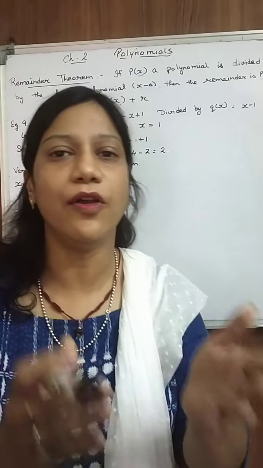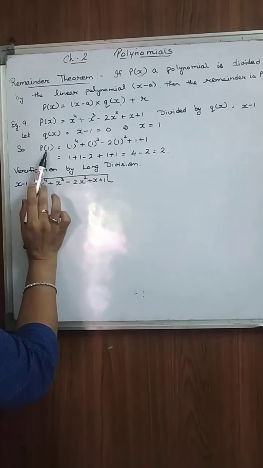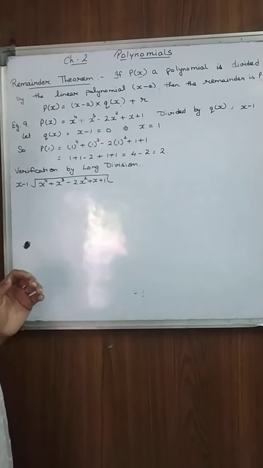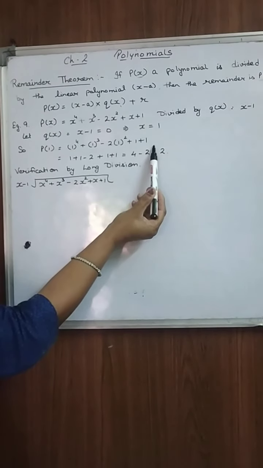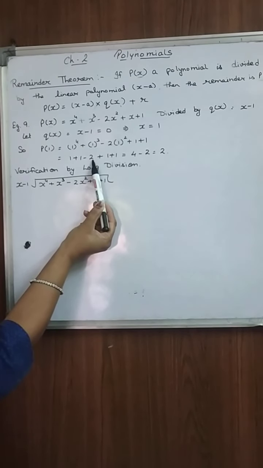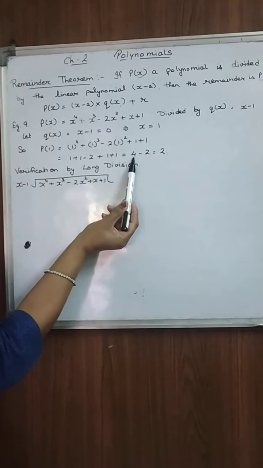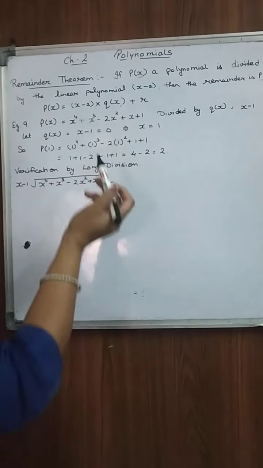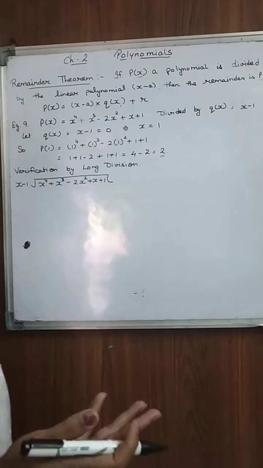Now you have to put this value 1 in your polynomial. At the place of x we have to put 1, just as we find the value of the polynomial at 1. So let's put this. By putting 1, 1 to the power 4 is 1, 1 cube is 1, minus 2 into 1 square is 2 only, plus 1 plus 1. I have got 1 plus 1, 2, 3, 4. 4 minus 2, so I got 2. So I am saying that if I divide this polynomial by this other polynomial, I will get the remainder 2.